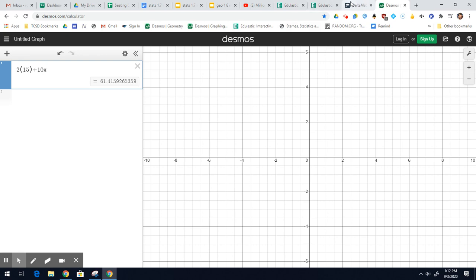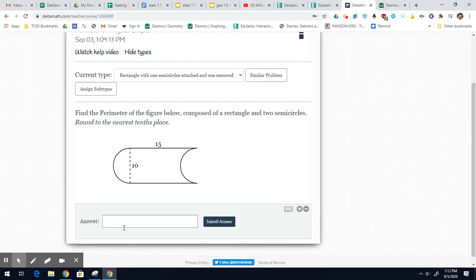Now it says round to the nearest tenths, I believe. Let's double check that. Round to the nearest tenths place. Yes. So right now, let's do some quick rounding rules. The 4 is in the tenths place, so it is the 1 I'm looking at. That 1 is 4 or below. A 4 or below does not change that answer. So the answer is 61.4. If this 1 were a 5 or above, it would round the 4 up to a 5. That's your rounding rules. Please remember that. Don't get problems marked wrong because you can't round correctly.